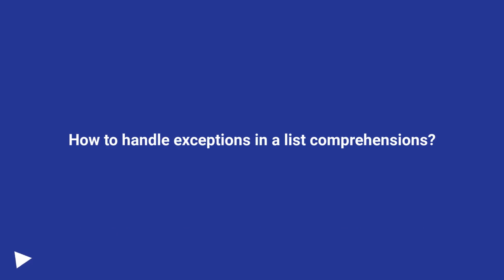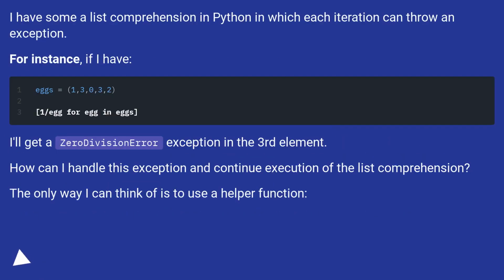How to handle exceptions in a list comprehension. I have some list comprehension in Python in which each iteration can throw an exception. For instance, if I have, I'll get a ZeroDivisionError exception in the third element. How can I handle this exception and continue execution of the list comprehension?